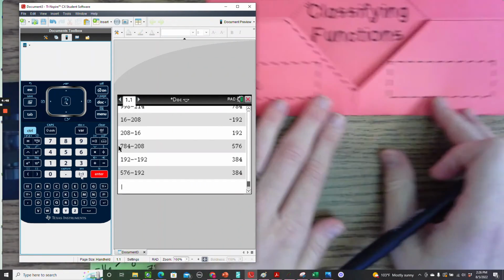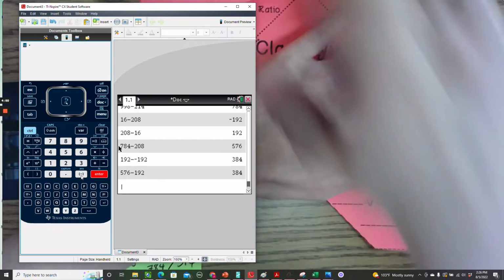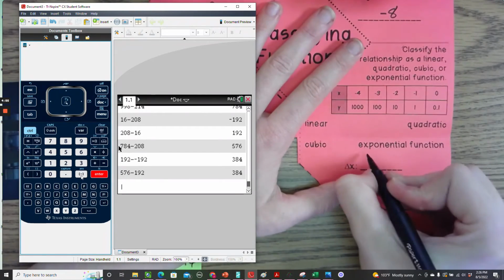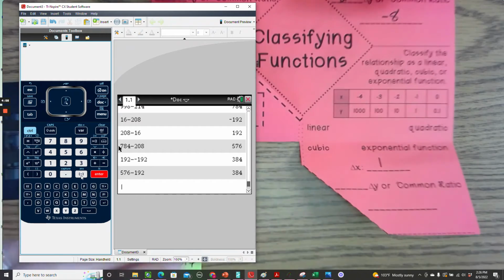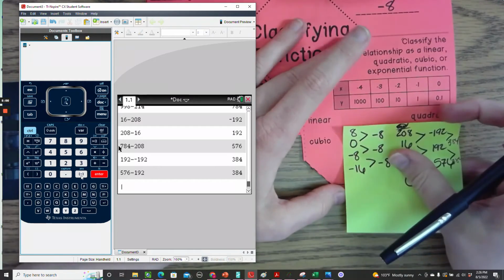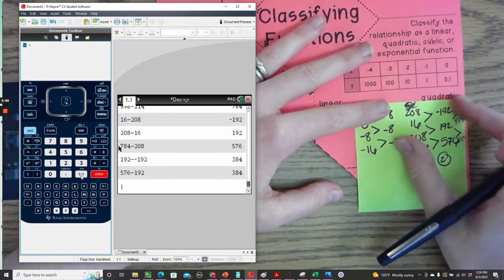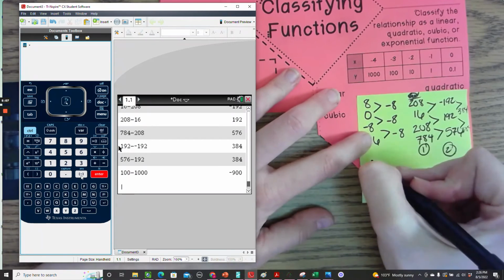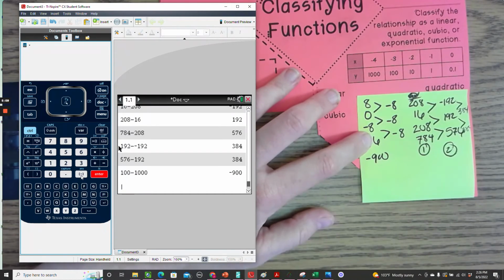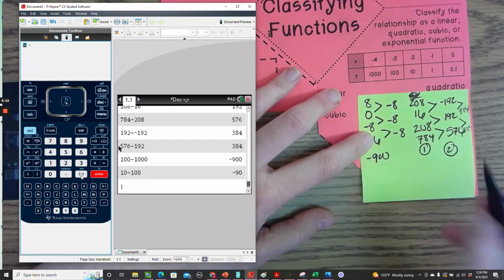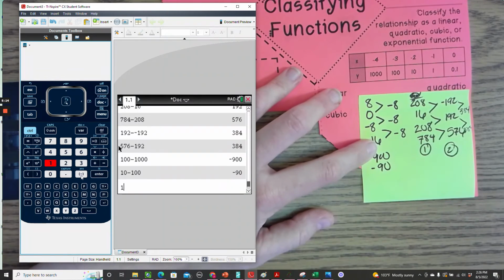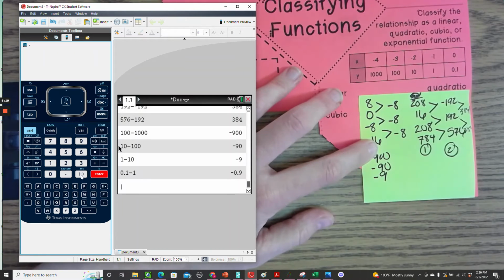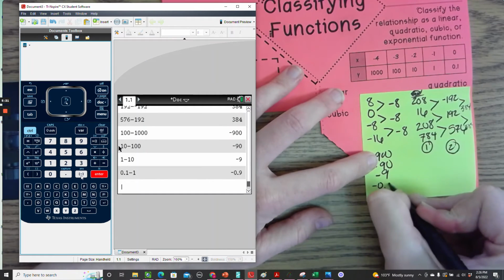Last one. Any guesses what it's going to be? All right, change in x. We're adding 1 each time, so the change in x is 1. Now if I go through and I do, see if I can fit it on here. So 100 minus 1,000 is negative 900. 10 minus 100 is negative 90. 1 minus 10, negative 9. 0.1 minus 1, negative 0.9.